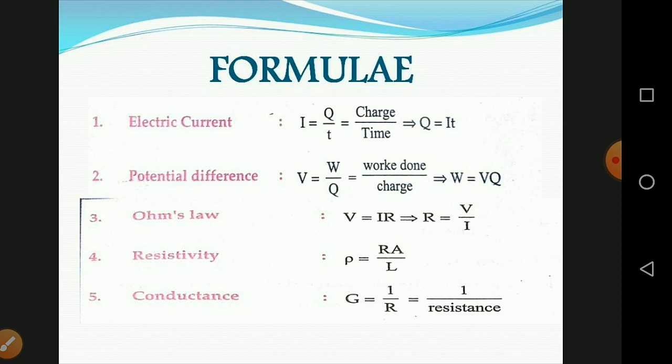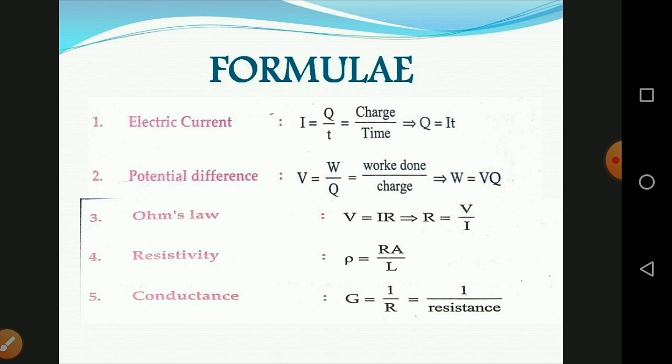First one is the electric current. The unit of electric current is ampere. The formula is I is equal to Q by T. Suppose if you find the charge, that means Q is equal to I into T. Next one is the potential difference. The unit is volt, and the formula is V is equal to W by Q, that means work done by charge. If you find the work done, W is equal to V into Q. Now if you find Q, Q is equal to W by V.